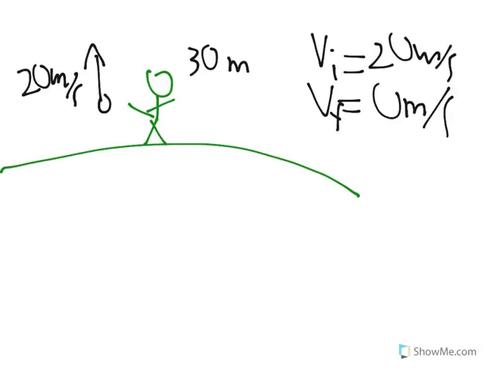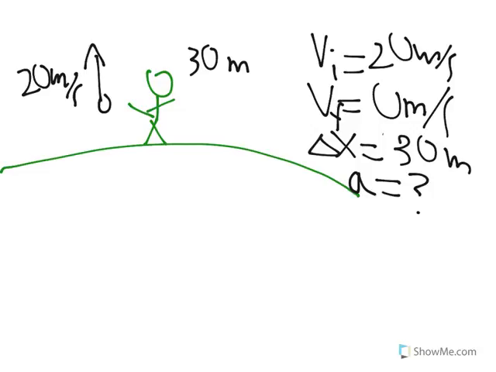If it wasn't 0, it'd still be going up or coming down, it wouldn't be at the peak. The change in x is unknown. We don't know how much x changes. Or sorry, we do actually know how much x changes. X changes by 30 meters. What we don't know is what acceleration is. That's an unknown.